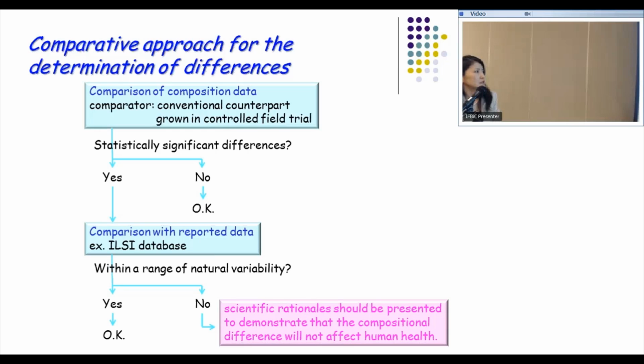here, if the GM composition data falls into the range of natural variability, the difference is considered not significant. But if not, scientific rationale should be presented to demonstrate that the compositional differences will not affect human health. And especially in the case of nutritionally modified crops, much consideration has to be taken.